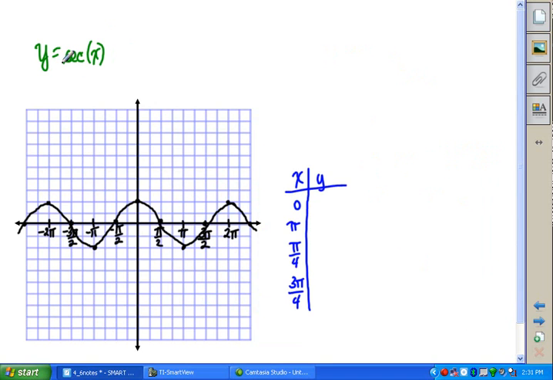Well, secant x is very similar. The only difference is the graph, obviously, but it's a shifting of sine, so it's going to look basically the same. Secant x is what? 1 over cosine x. So secant x will have vertical asymptotes where cosine x is equal to 0.